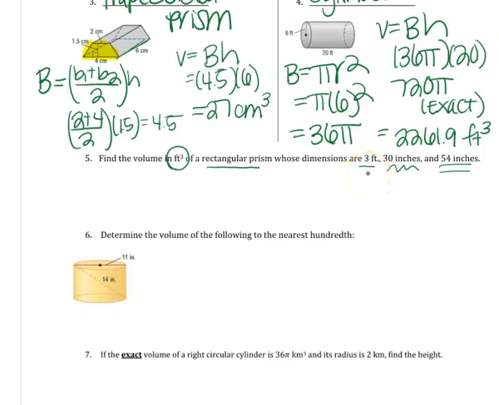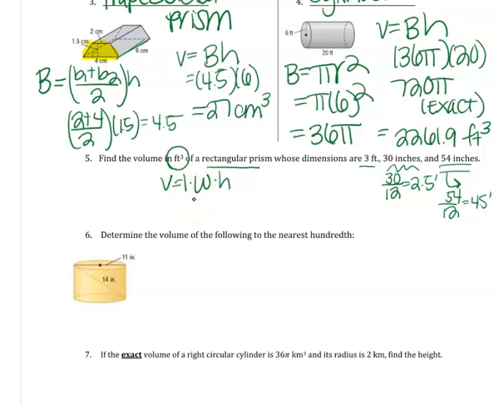then what we would do is take each of these and divide by 12. So 30 divided by 12 is 2.5, so 2.5 feet. 54 divided by 12 is 4.5 feet. Okay, so now that I have everything in terms of feet, a rectangular prism, I can do length times width times height.